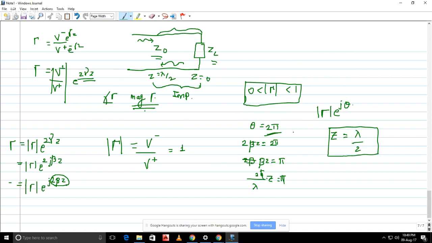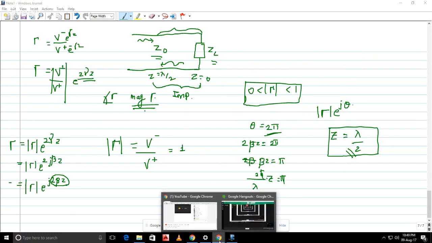Here we can see that the total 360 degrees, that is 2 pi, equates to what wavelength? Lambda by 2. Please remember this exactly. Gamma at this point and gamma at lambda by 2 will be the same. Again after lambda by 2 it will be the same, that is at lambda. So lambda by 2 equals 2 pi, and lambda becomes equal to pi. I hope you all have understood.